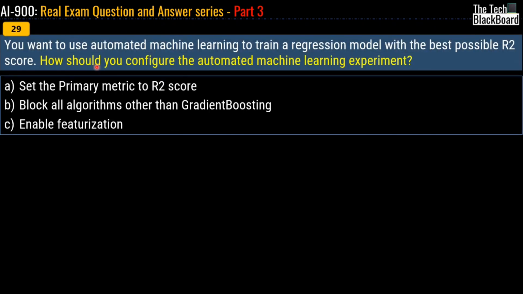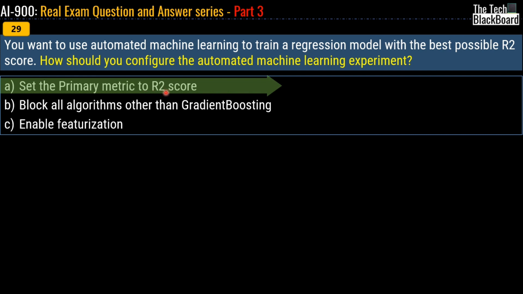Coming to question number 29, the question says that you want to use automated machine learning to train a regression model with best possible R2 score. How should you configure the automated machine learning experiment? Your options are set the primary metric to R2 score, or should you block all algorithms other than gradient boosting, or enable featurization. The correct answer for this question is option A, set the primary metric to R2 score.